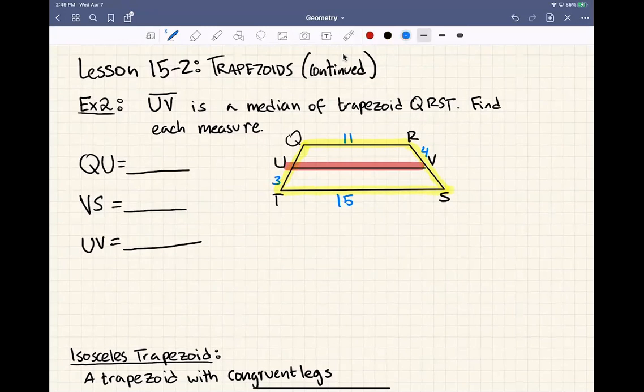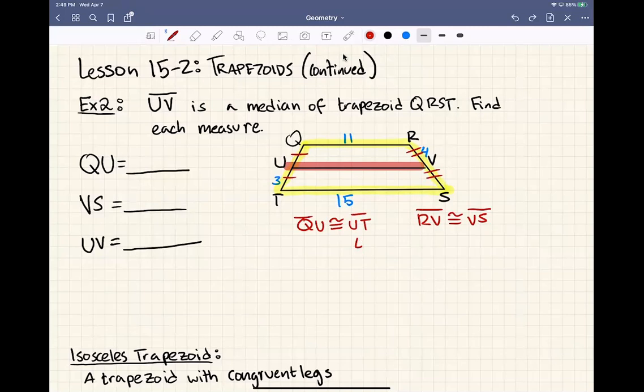So because UV is our median, we know this side is congruent to this side because it cuts this part in half, and this side is congruent to this side. So we can say QU is congruent to UT, and we can also say RV, don't forget the lines on top, is congruent to VS. Okay. Now it's asking us to look for QU.